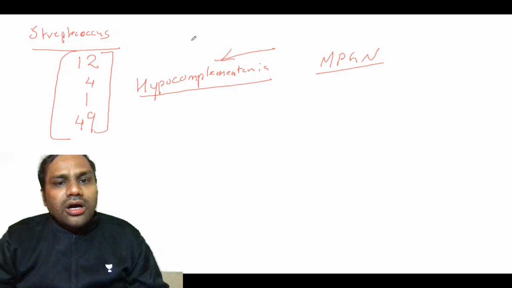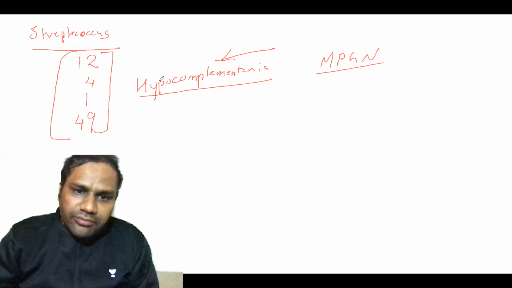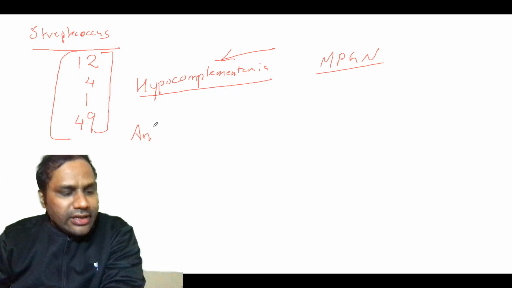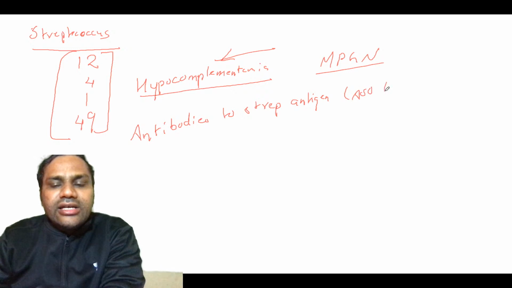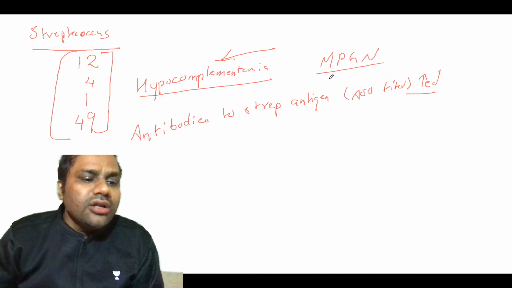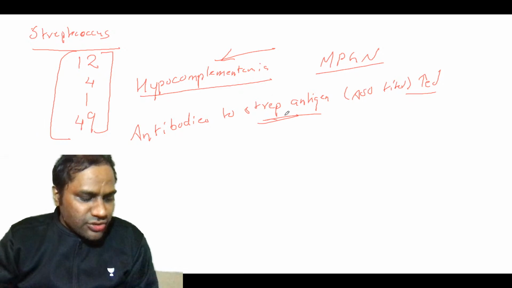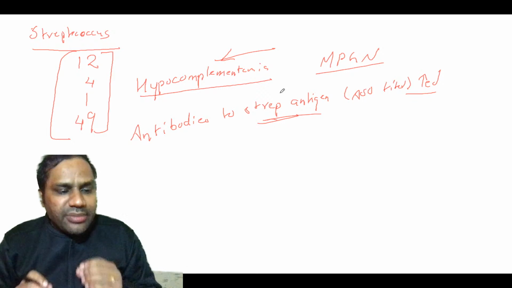But when you talk about complements, you need to know that there will be hypocomplementemia. Then another important thing you get with this is antibodies to streptococcus antigen. What is ASO titer? ASO titer is increased. This is another important point for post-streptococcal glomerulonephritis. Antibodies to streptococcus antigens are increased, that is, ASO titer is increased.